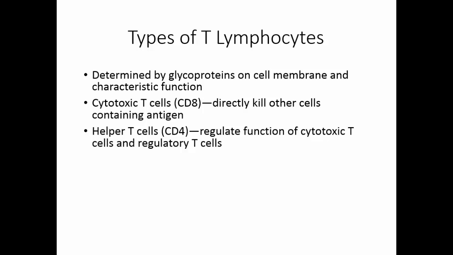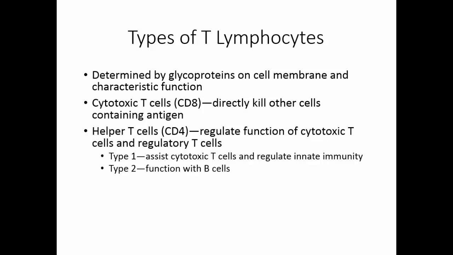The T helper cells are the CD4 cells. They're involved in regulating the function of the cytotoxic T cells and the regulatory T cells. There are type 1 helper Ts. These are the ones that assist the cytotoxic T cells and help regulate innate immunity. The type 2 helper T cells function with the B cells, fully activating them to produce antibody. T cells secrete a group of chemicals called cytokines, and these cytokines vary, but they help regulate the immune system.